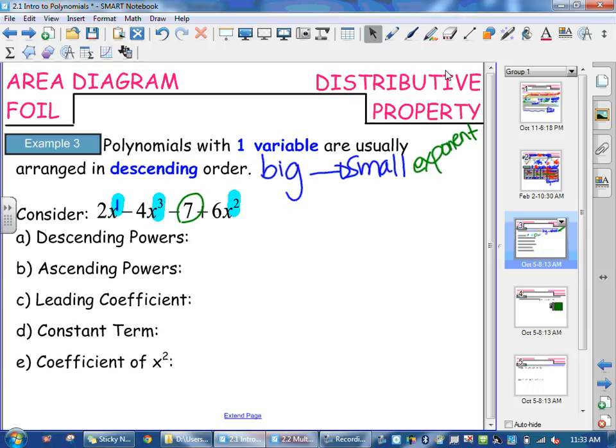Now, 7 does have an exponent. He's got a hiding 1. But he's called a degree 0. Degree 0 means he's got no variables. So the guy with no variables always goes last. He's not invited to the party. He stays home. So we're going to start with the 3. 3 goes first. So we're going to write negative 4x cubed.